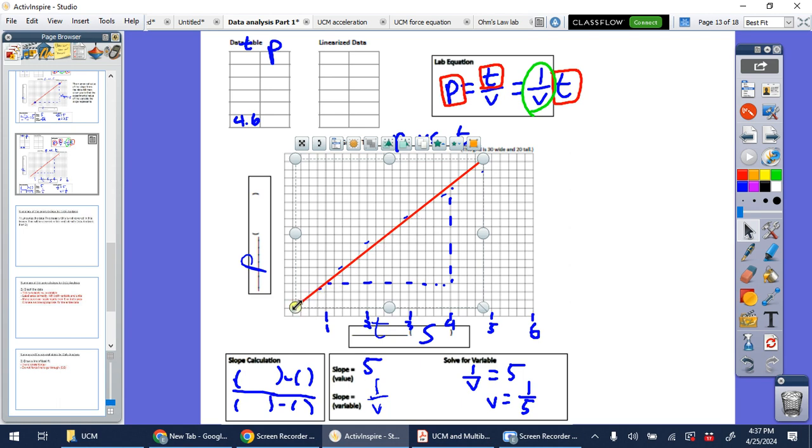And the next thing I want you to do: do not force it to go through 0, 0. All right. So if it doesn't naturally go through 0, 0, don't make it. All right. So it might be like that or like that, all right, just let the dots that you plotted be your guide. Okay.